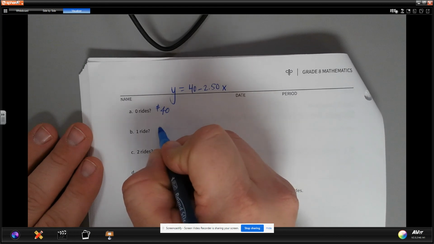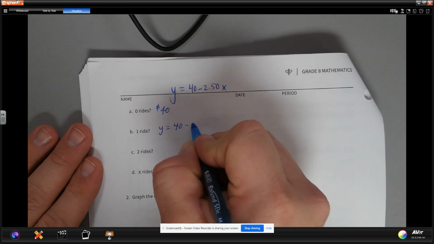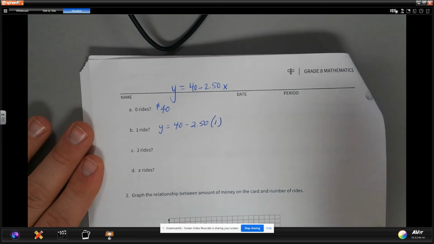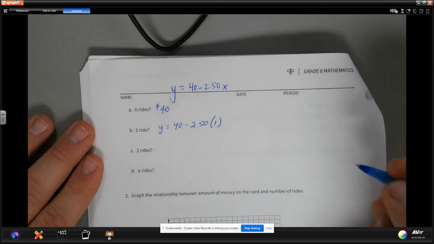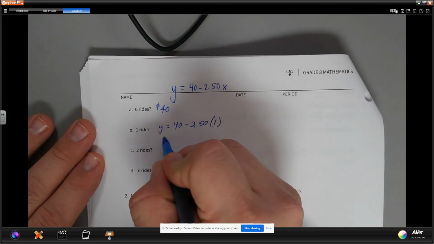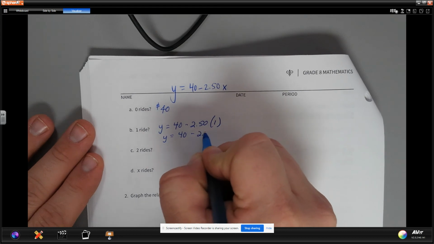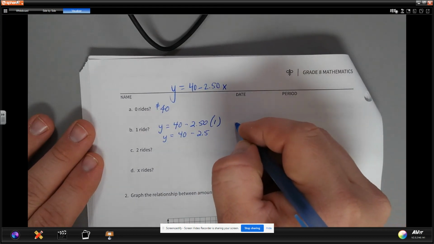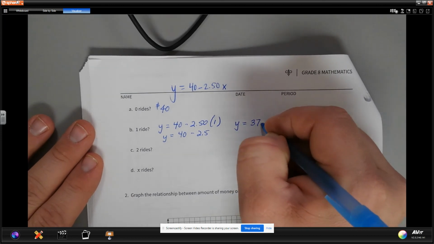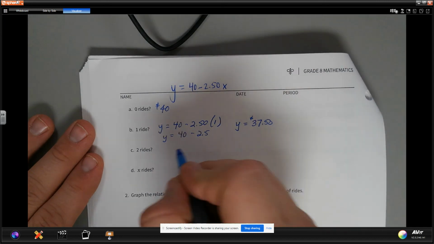What if he rides 1 time? Well, then our equation would have to be used, and it would be $40 minus $2.50 times 1, because we know that the number of rides is our X value, and so we're going to substitute that X value in. So we can simplify that and say 40 minus $2.50, which means that the value on his card would drop down to $37.50.